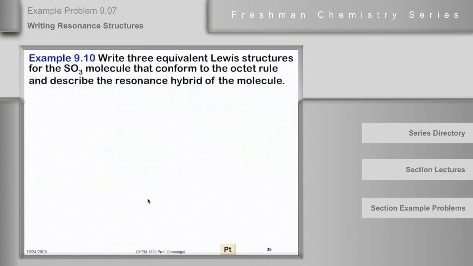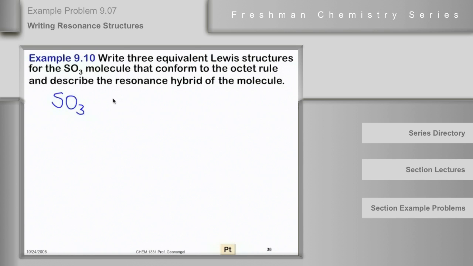Write the three equivalent Lewis structures for the SO3 molecule that conform to the octet rule and describe the resonance hybrid of the molecule. So we're going to go off and talk about sulfur trioxide. That's a nasty molecule if there ever was one, but it's a good example for what we want here.